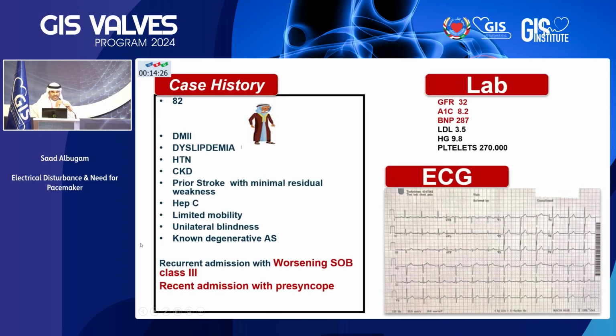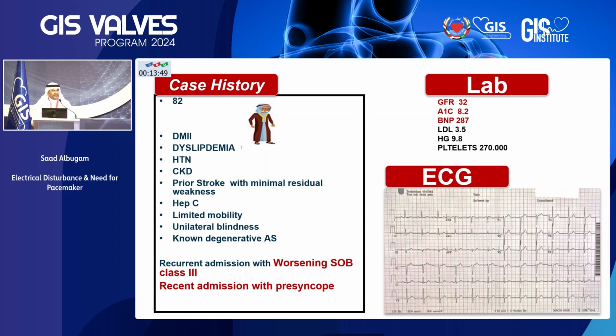This is a patient that was involved in his care: an 82-year-old male Saudi patient, diabetic with dyslipidemia, hypertension, CKD, prior stroke with minimal residual weakness, hepatitis C, limited mobility, and unilateral blindness as a complication of his uncontrolled diabetes. He's known to have degenerative aortic valve stenosis for a number of years. The patient had recurrent admissions with worsening shortness of breath, labeled as class 3, referred from another hospital with recent hospitalization with presyncope. His lab investigation showed a low GFR, uncontrolled diabetes and a high BNP level.